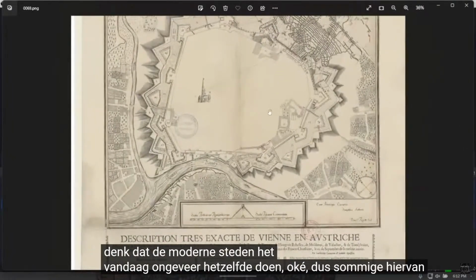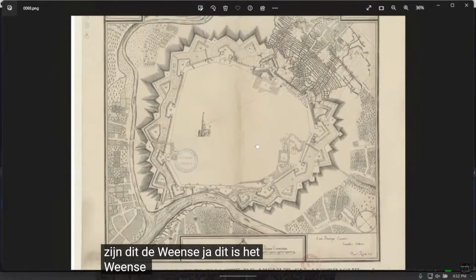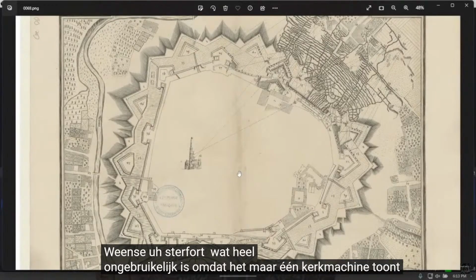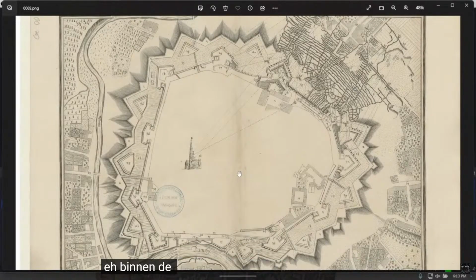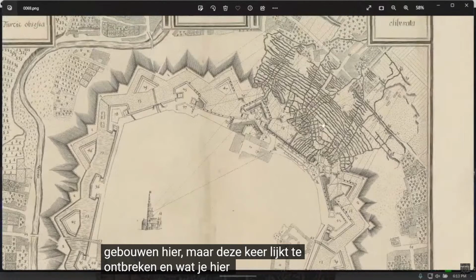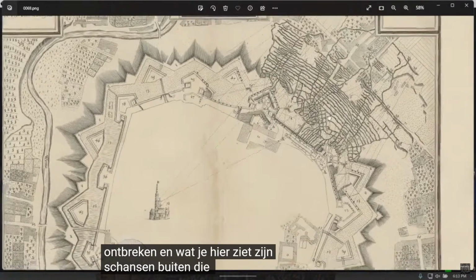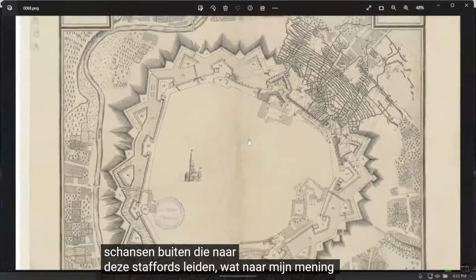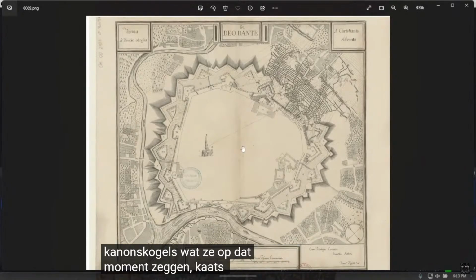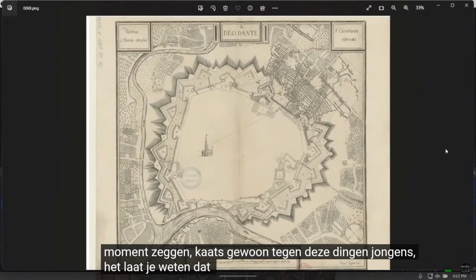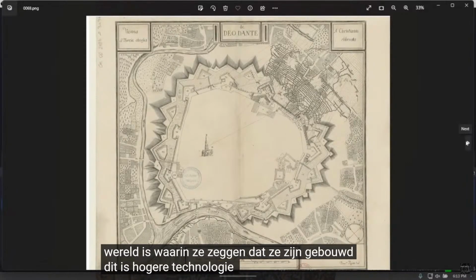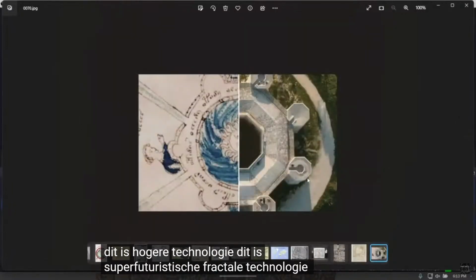Okay, so this is the Vienna star fort, which is very unusual because it only shows one church inside the star fort and some sort of buildings here, but the town seems to be missing. What you see in here is entrenchments outside leading up to these star forts, which to my mind, explosives or cannonballs, what they're saying at the time, would just bounce off these things, guys. It's just not for the world that they say they were built in. These are higher technology. These are super futuristic fractal technology.